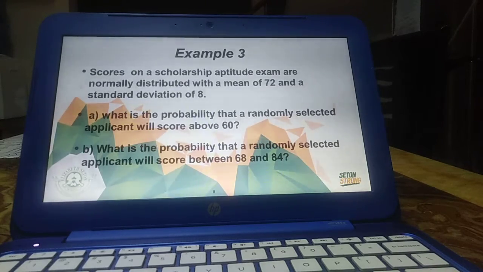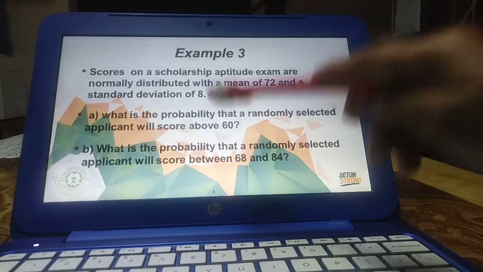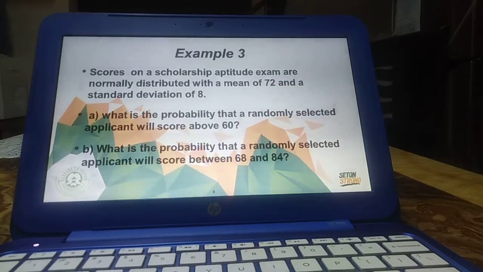Example number 3. Scores on a scholarship aptitude exam are normally distributed with a mean of 72 and a standard deviation of 8. What is the probability that a randomly selected applicant will score above 60? Letter B, what is the probability that the randomly selected applicant will score between 68 and 84?